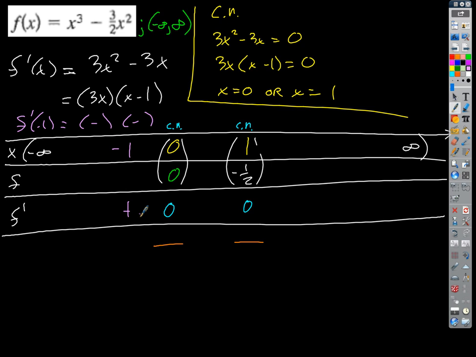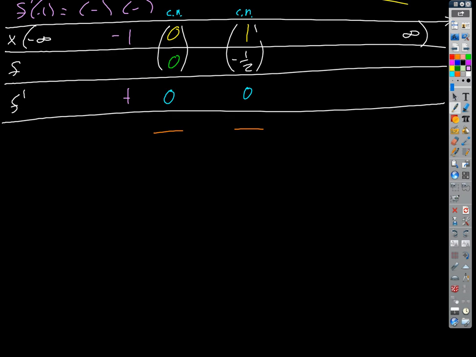This tells us that this interval over here is an increasing interval for the function, guaranteed, right? Does that make sense? So we can make the statement that f of x is increasing on the interval where x is less than 0. Every place, right? Because the derivative is positive.